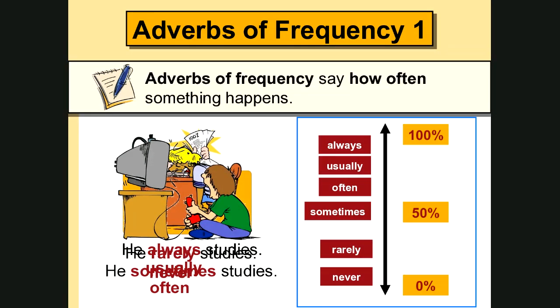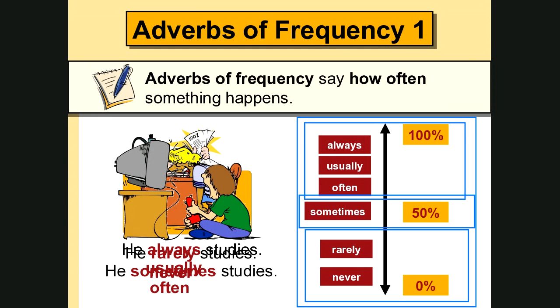And if you have a scale of percentages, you can go from 0% to 100%. You can have the adverbs that show that the activity is done with a high frequency, such as always, usually, often. When having sometimes, you have maybe 50%. And these other ones are less than 50%. So rarely or never.